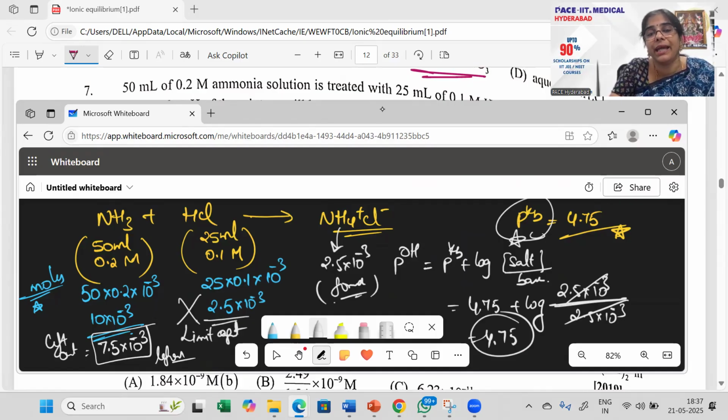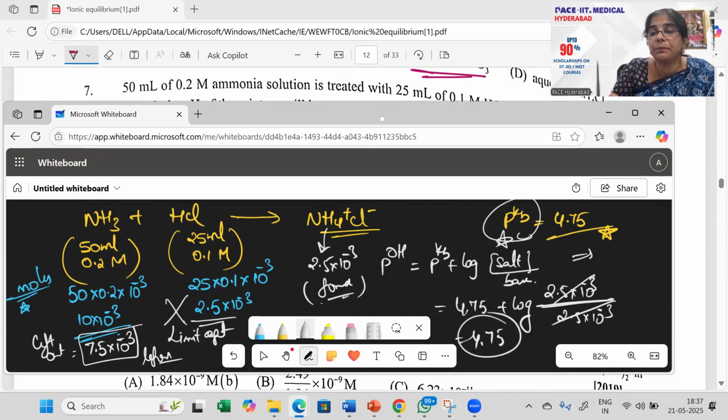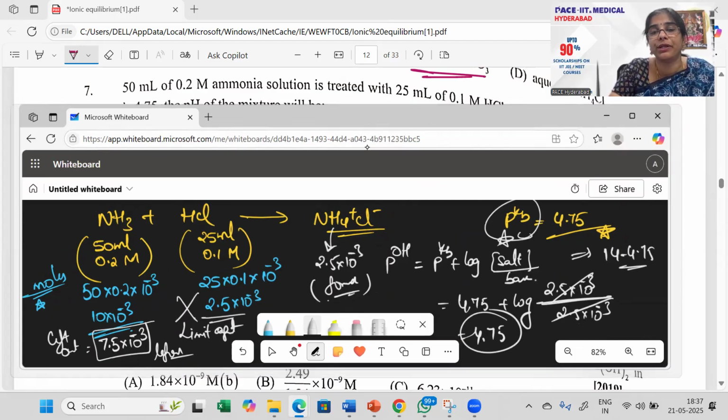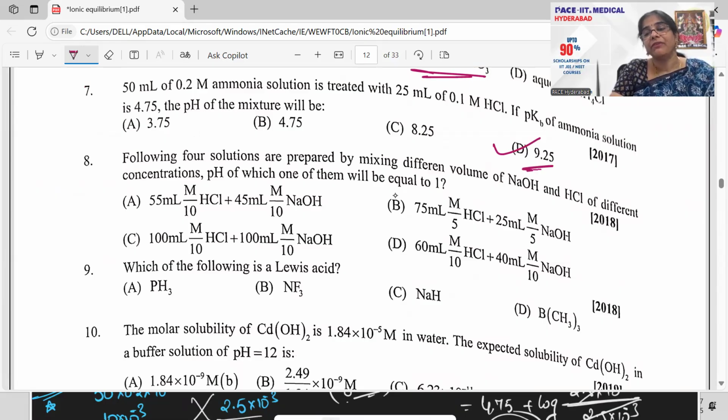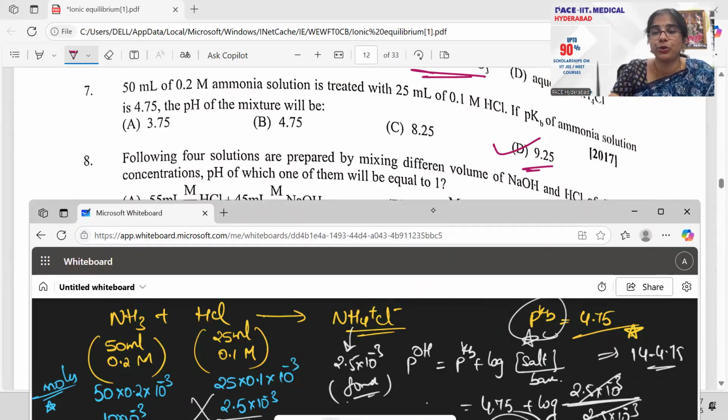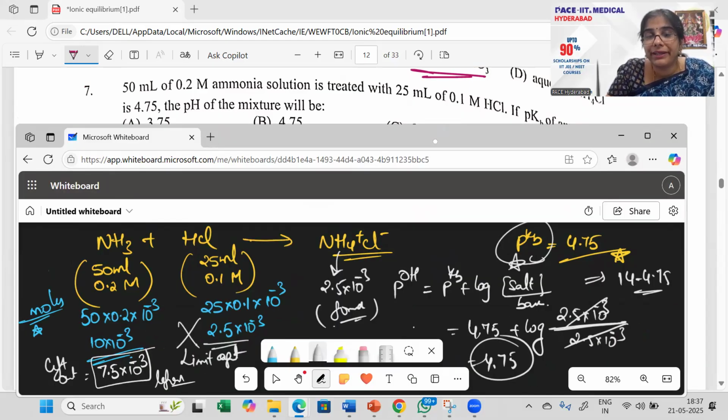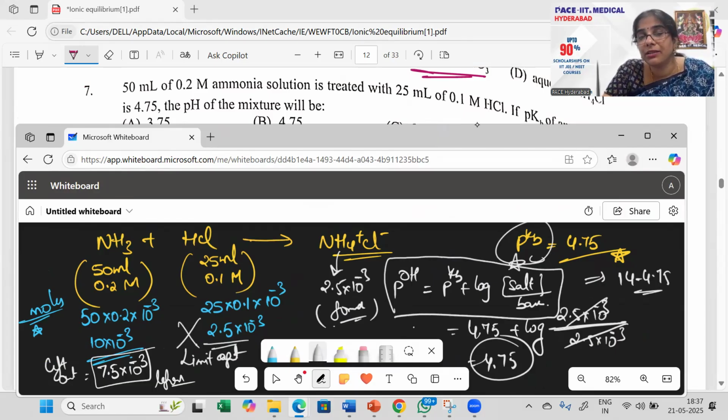What was asked? pH. pH means 14 minus 4.75, which is 9.25. That's your answer. So check this out. Always remember you can use this formula. That is how we need to go ahead using the formula. When to use which formula is the most tedious thing and the most interesting part, where you need to start thinking about the questions first. All right. Moving on with the next question.